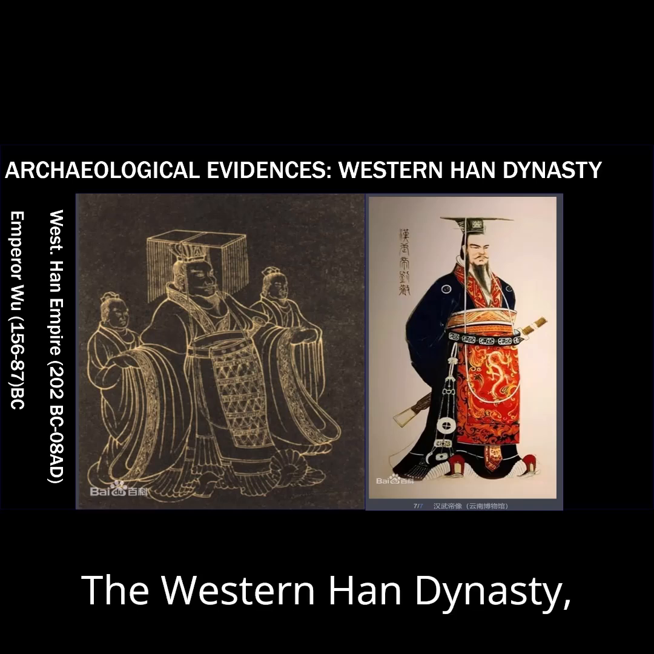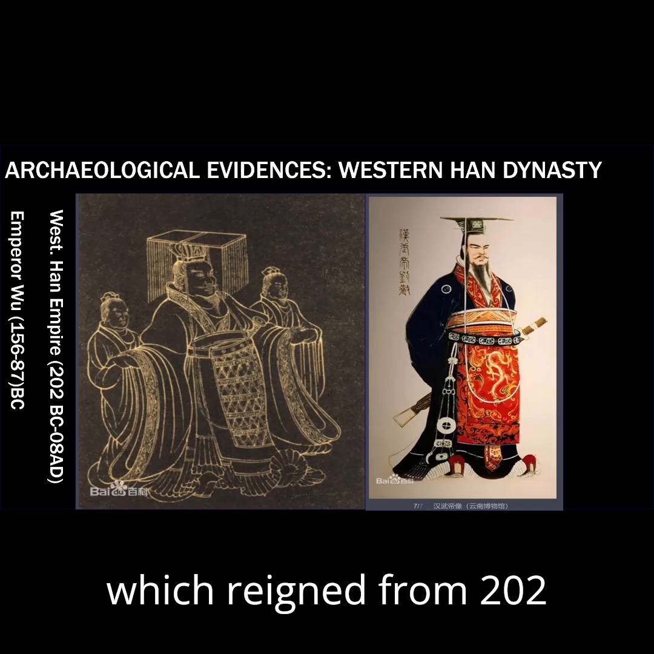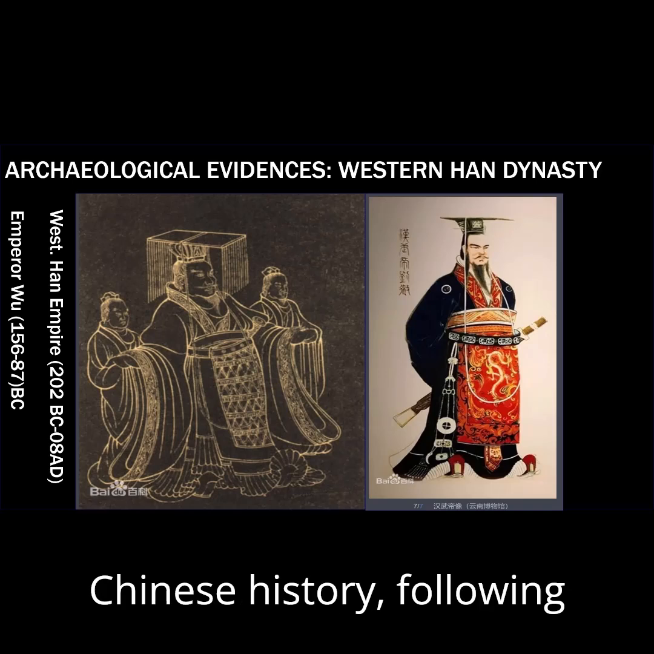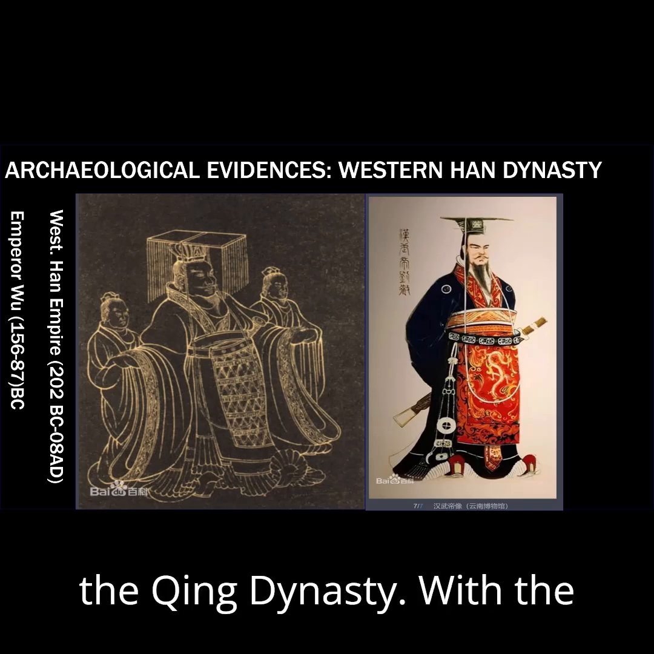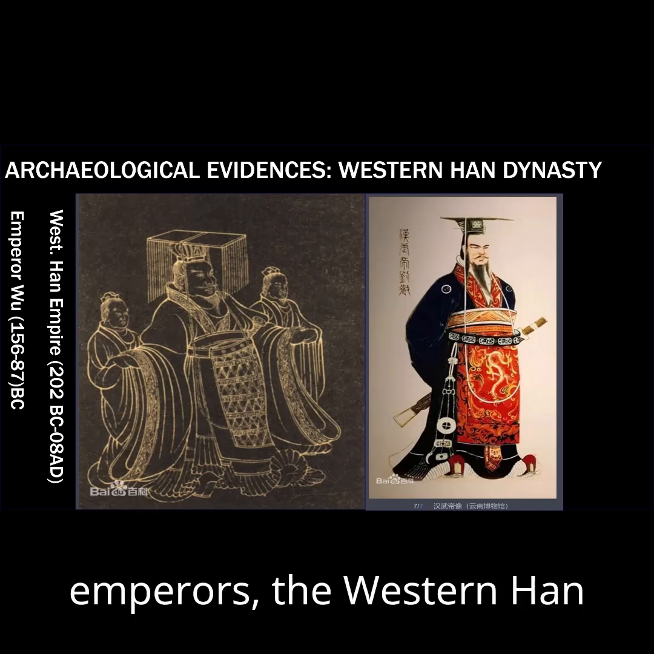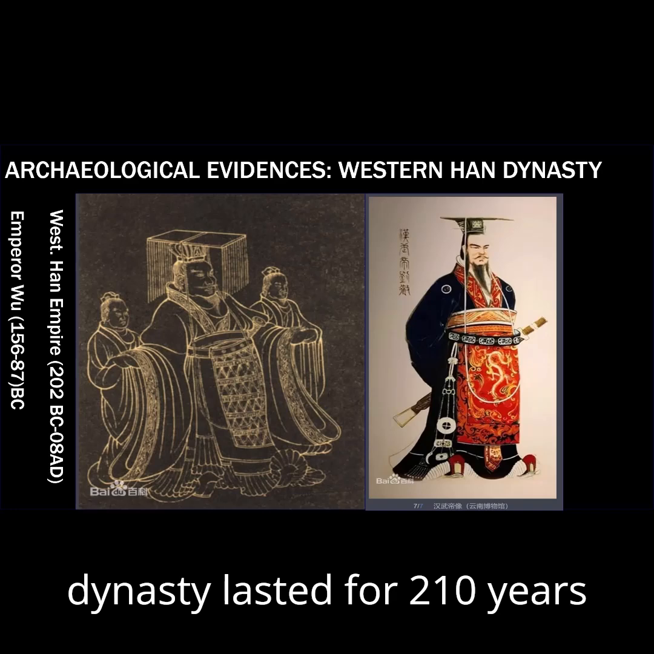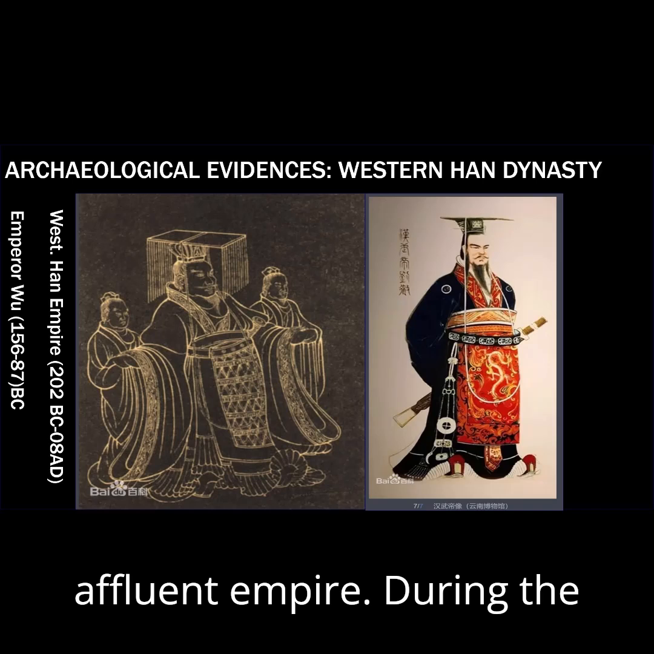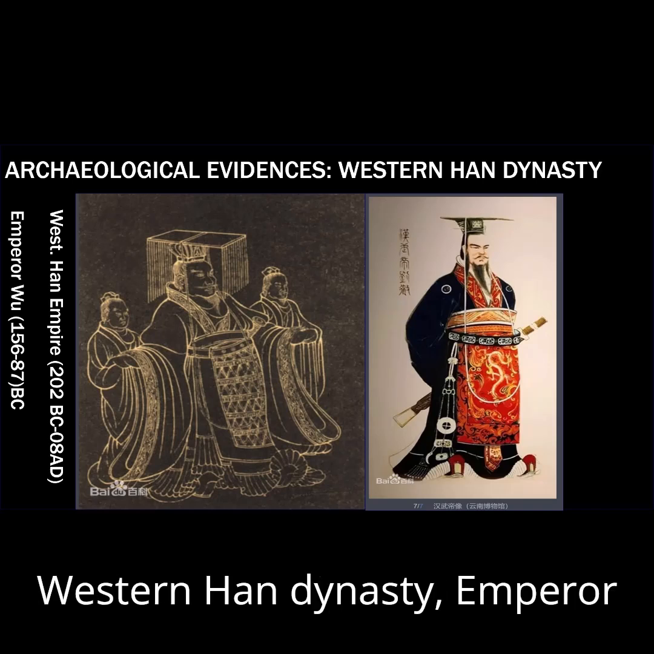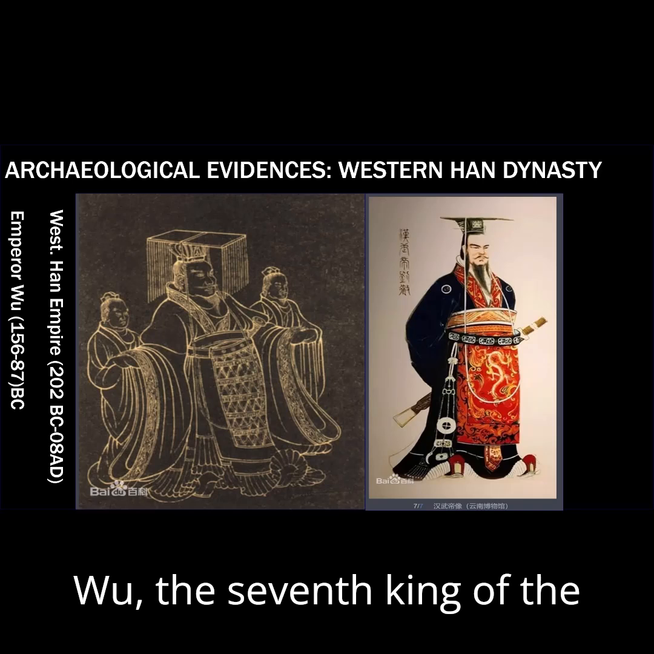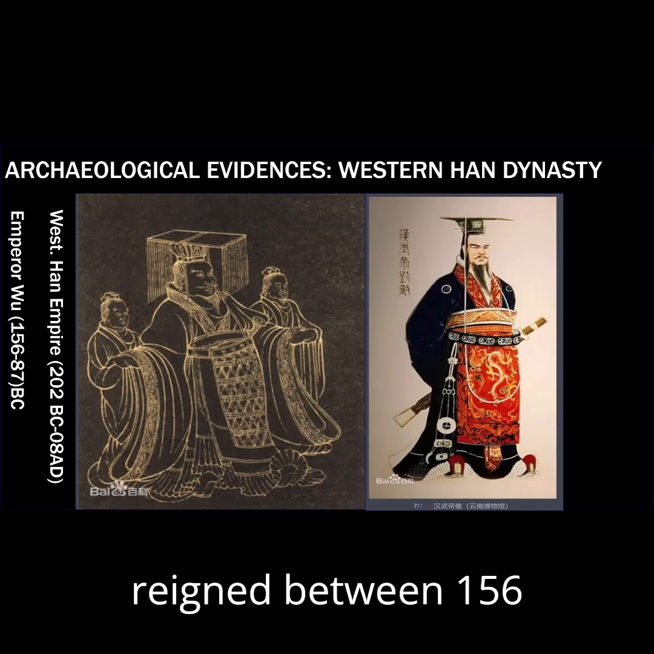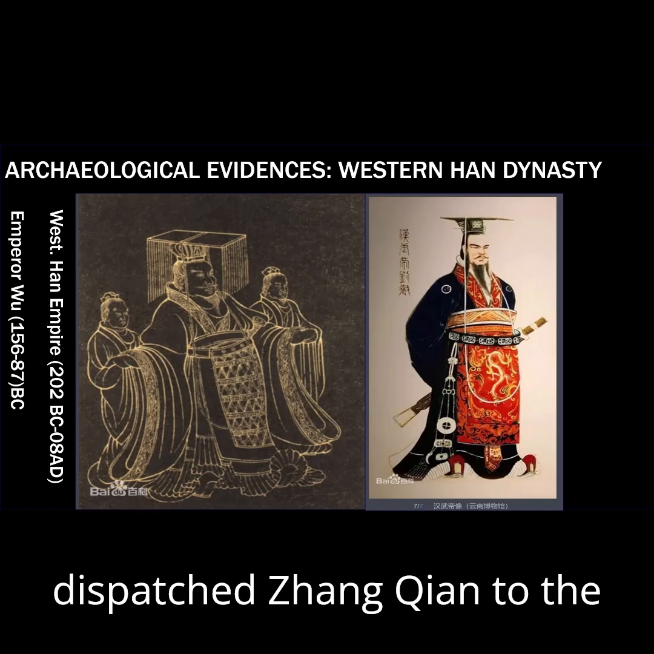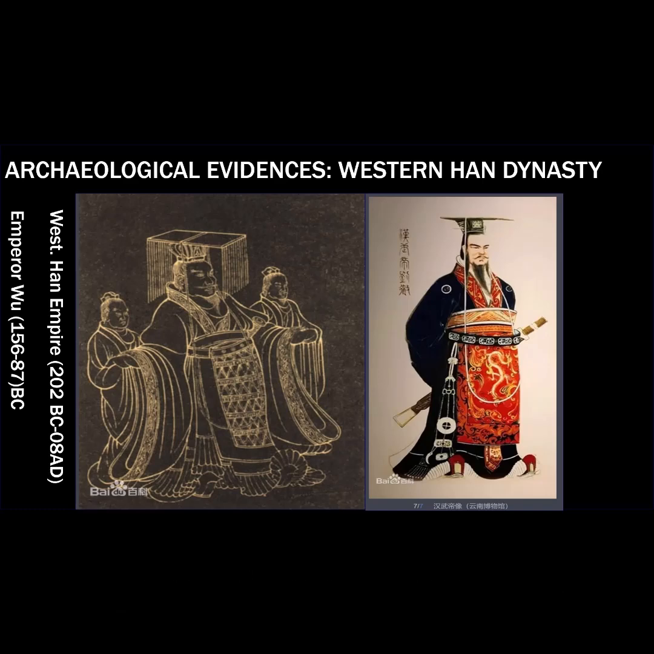The Western Han Dynasty, which reigned from 202 before Christ to 8 Anno Domini, was a central dynasty in Chinese history, following the Qin Dynasty. With 11 generations and 12 emperors, the Western Han Dynasty lasted for 210 years and was economically a very affluent empire. During the Western Han Dynasty, Emperor Wu, the seventh king of the Western Han Dynasty, who reigned between 156 to 87 before Christ, dispatched Qiongjie to the western regions.